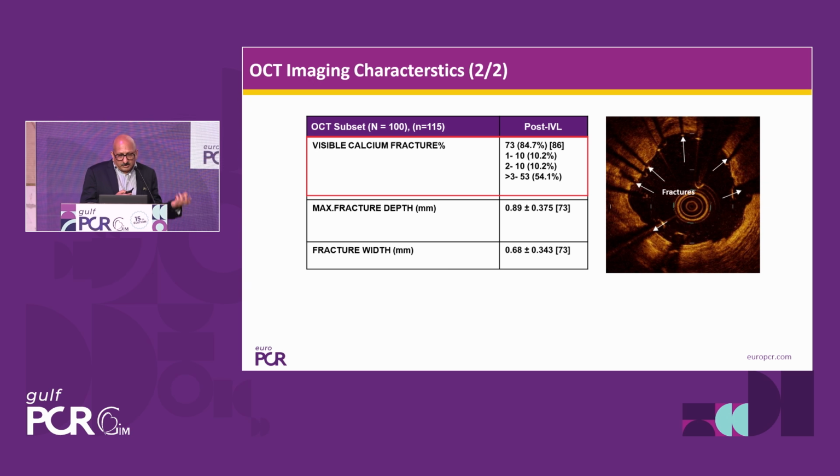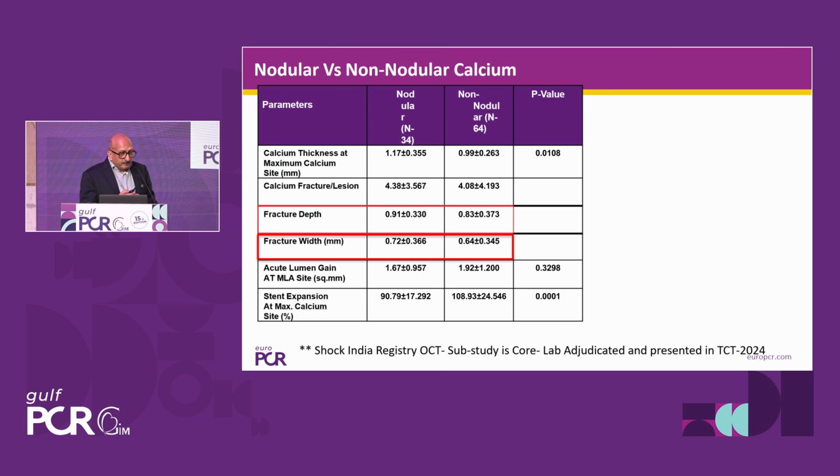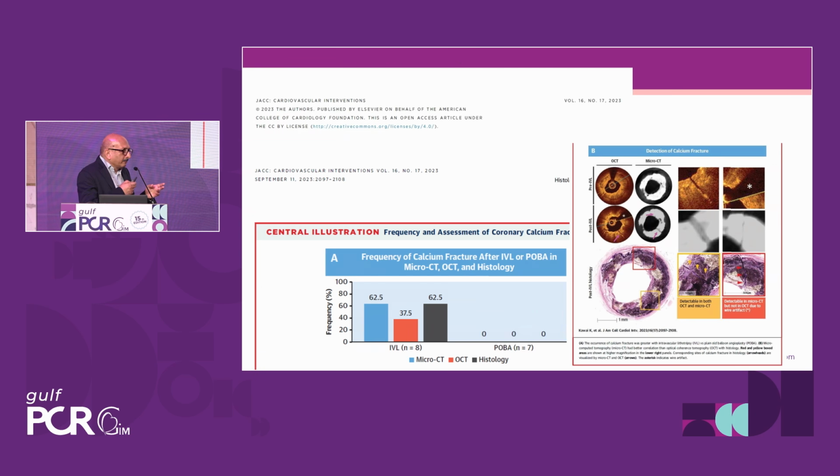So the fracture depth was also good, and the fracture width was also found to be quite nice. And as you can see here, the fracture width for both nodular and non-nodular calcium was above 0.64 and 0.72, primarily because it is actually the effect of this therapy that it leads to cracks which go in various directions. It is not only perpendicular or horizontal, which happens with cutting balloon or rotablation sometimes. So that is probably the benefit which we started getting with this device.